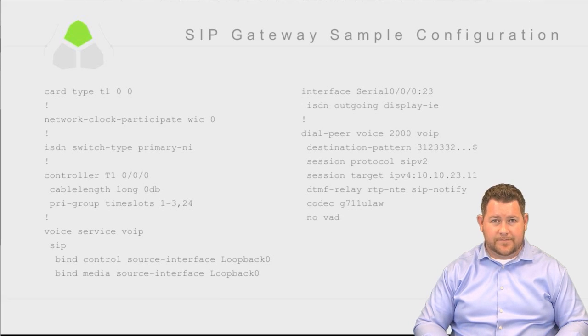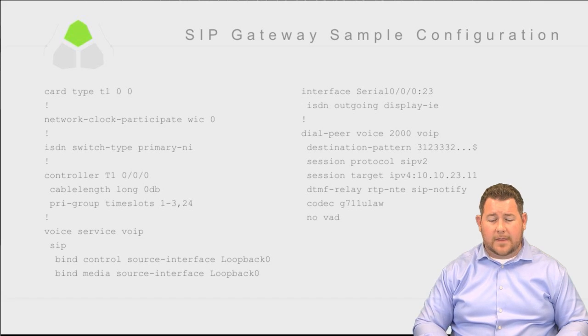based on this global configuration that we have. Once again, I mentioned before that we had under the serial interface the serial 0/0/0:23 interface that was auto-generated when we did our PRI group configuration. We've got to put our ISDN outgoing display IE there so it actually has the ability to send caller ID as it goes out of that interface. Then finally, we need to have a dial peer in order to accept calls from Communications Manager and also send calls out to Communications Manager.